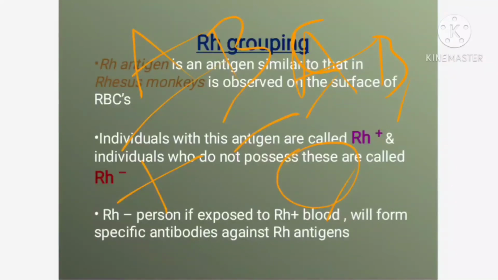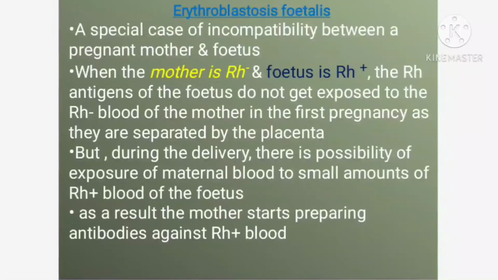Now, the next point we are going to discuss is a condition called erythroblastosis fetalis. Listen, this is a condition which is noted because of this RH incompatibility. Okay, so based on the RH factor, there is a condition present called what?